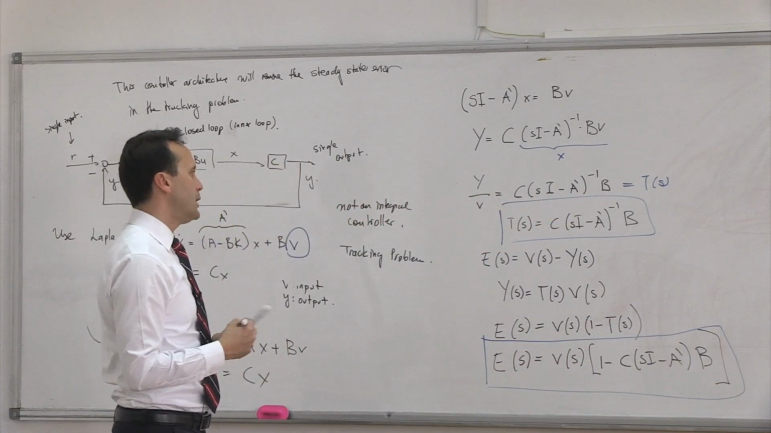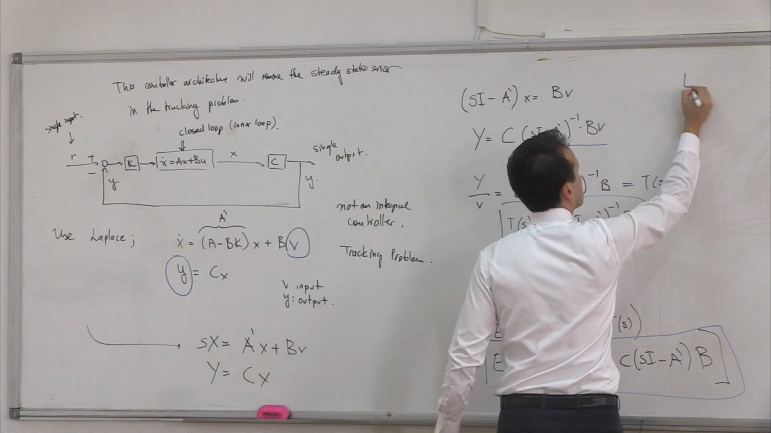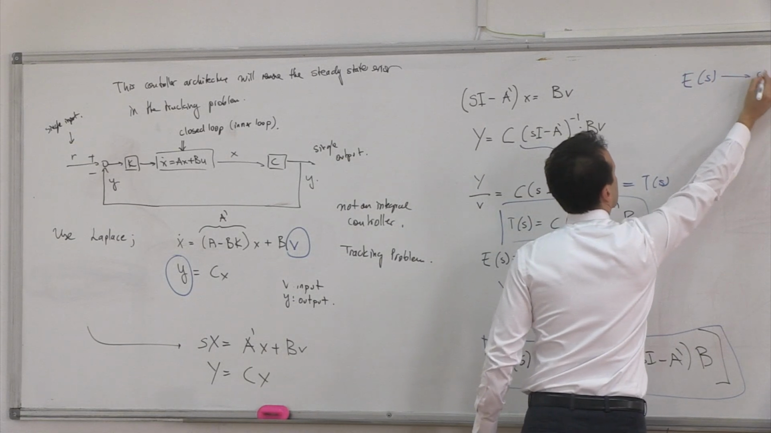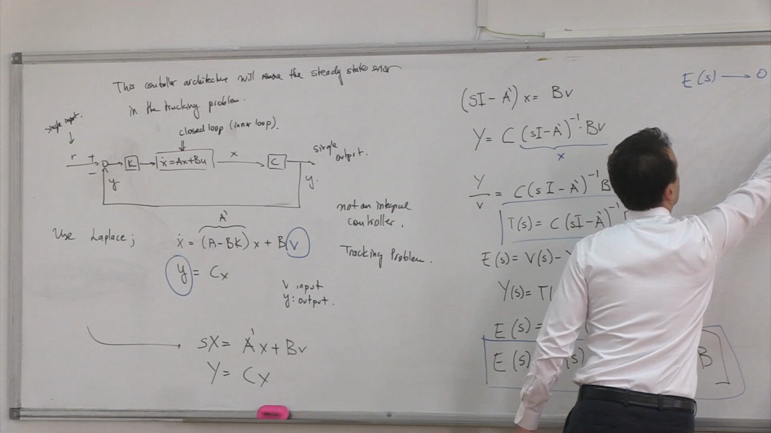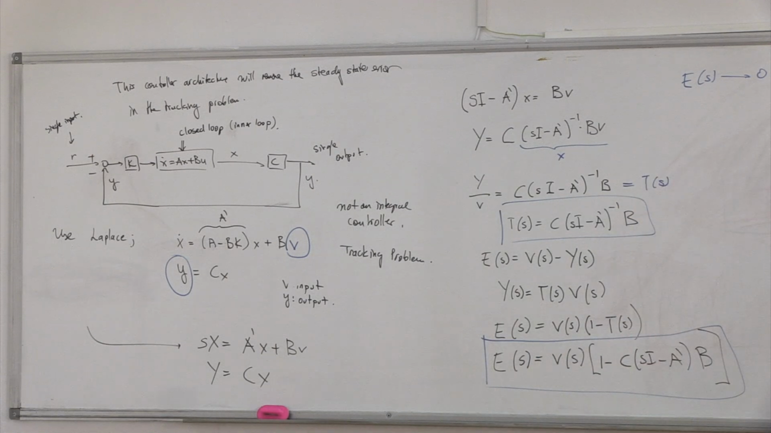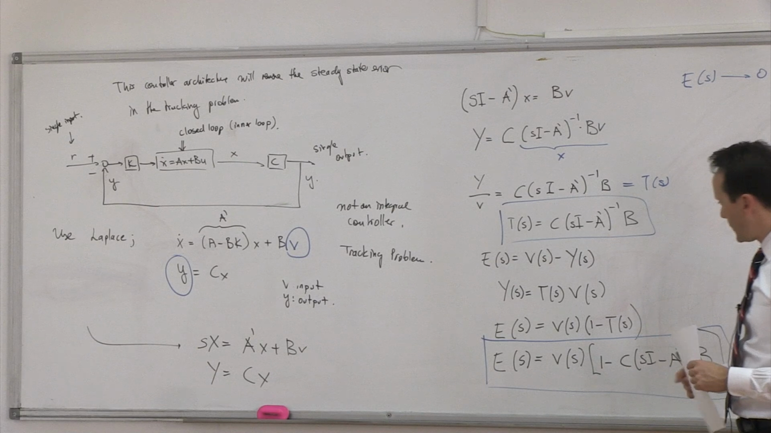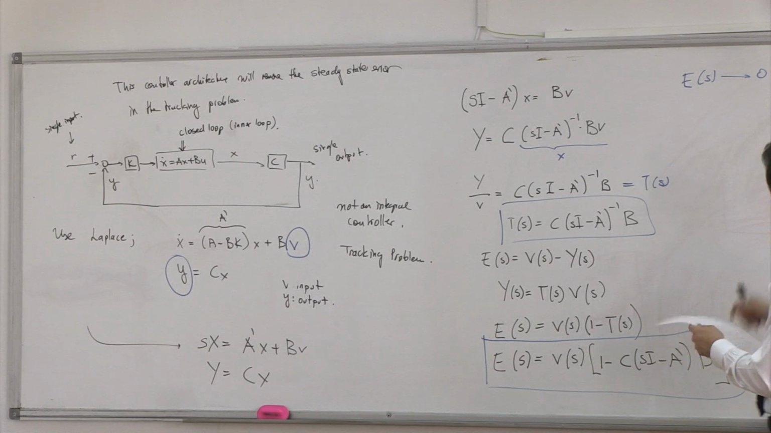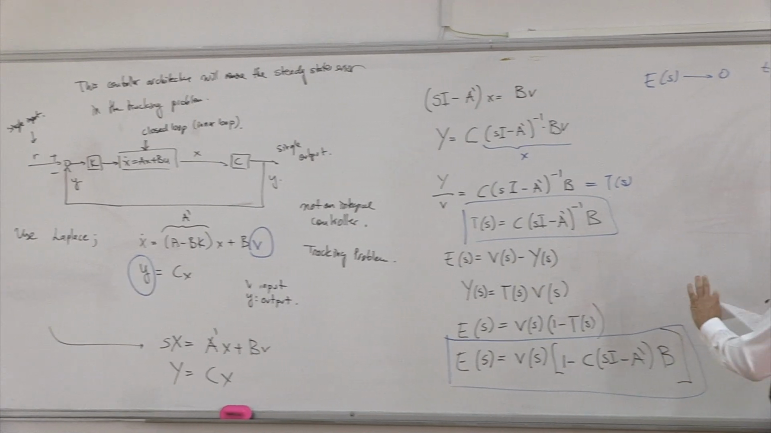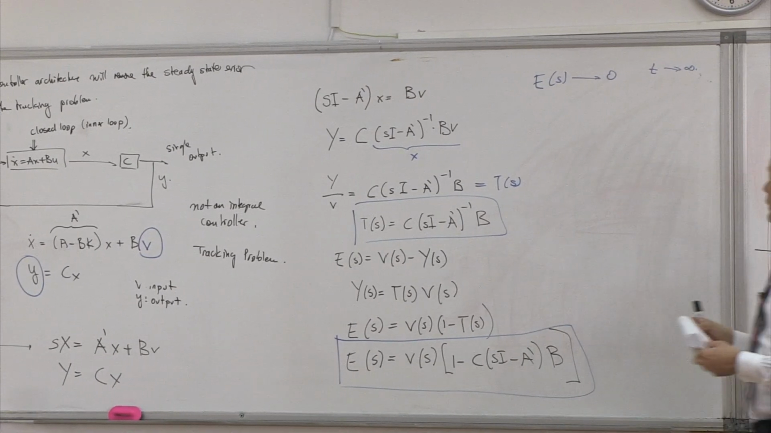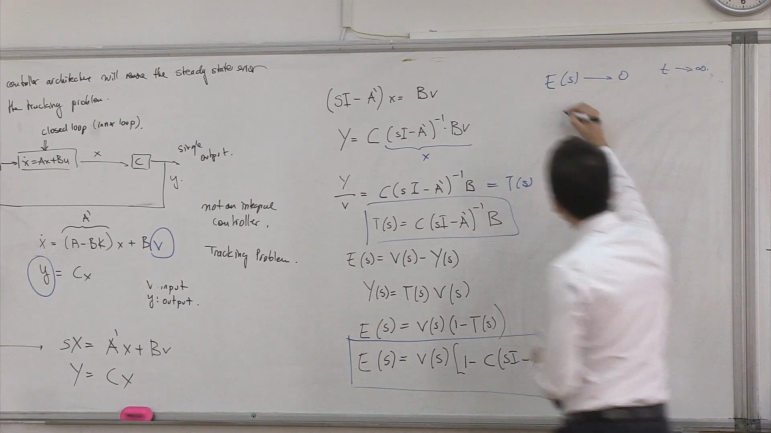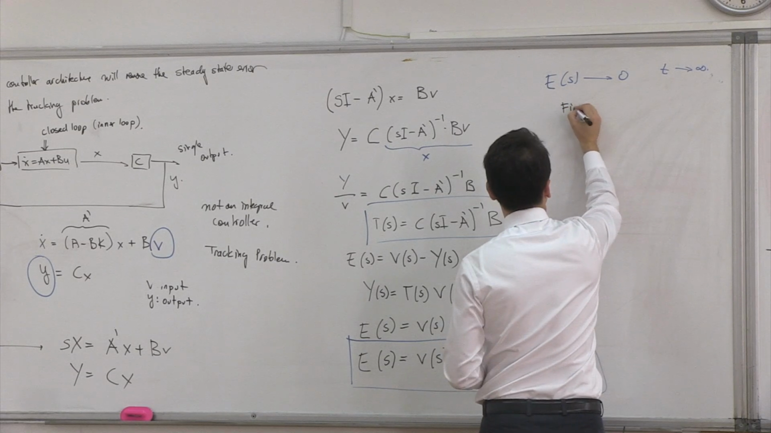Okay? And you want the error to go to 0 as time goes to infinity. This is what we are trying to do. And in order to do this, if you have a transfer function like this, this is the transfer function in the Laplace domain, this is the S over here that we have. So we want to look at what happens as time goes to infinity. In order to look at that, we can use the final value theorem.